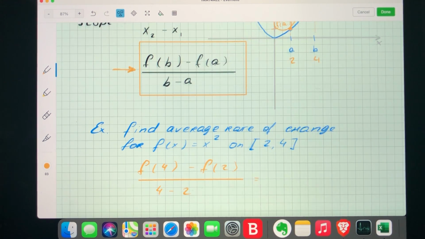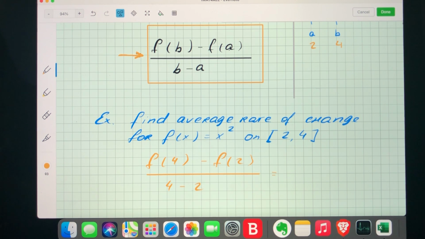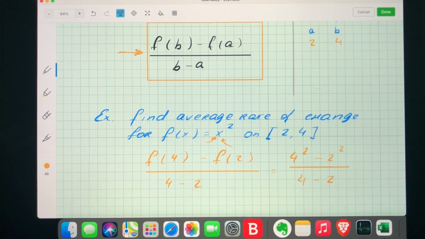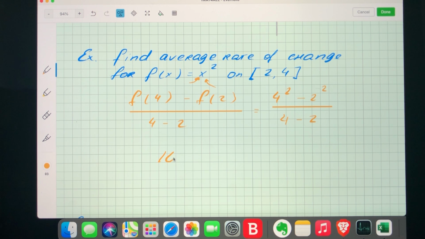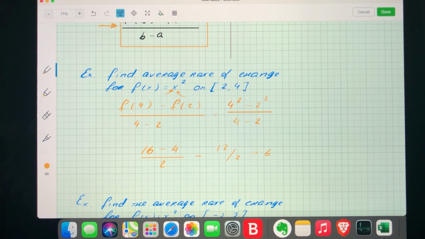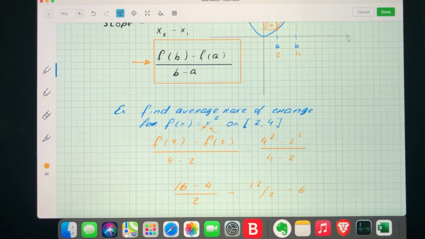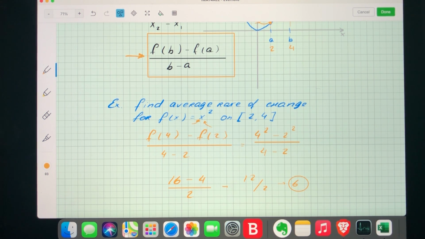Now what is the height at 4? Well, the height at 4 is the same as plugging in 4 into this x, which makes 4 squared. What's the height at 2? Well, at 2 the height is equal to 2 squared. And then b minus a is, b is 4, a is 2, which makes 4 squared, that's 16, minus 2 squared, that's 4. 4 minus 2 is 2. So we have 12 over 2, which is 6. So the average rate of change for our function on the interval from 2 to 4 is equal to 6. And that's our final answer.